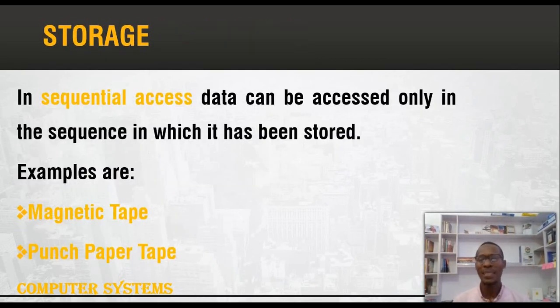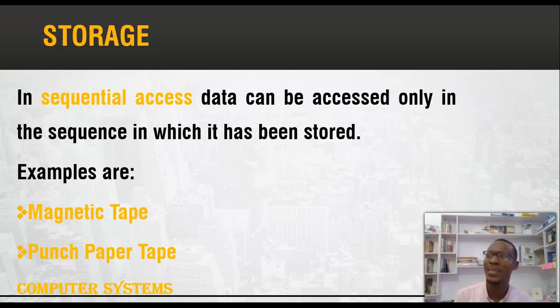In sequential access, it simply means that the data stored in memory can only be accessed in sequence, the way in which they were stored. For example, if you store data in memory 1, memory 2, memory 3, memory 4, memory 5, 6, 7, you cannot just jump from memory 1 to 7. You have to move from memory 1 to memory 2, memory 3.